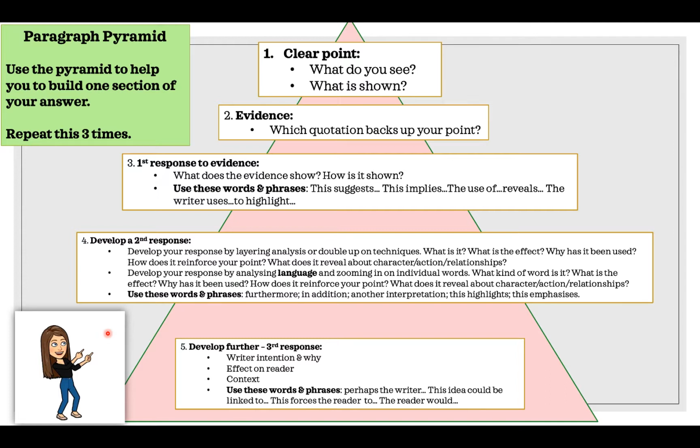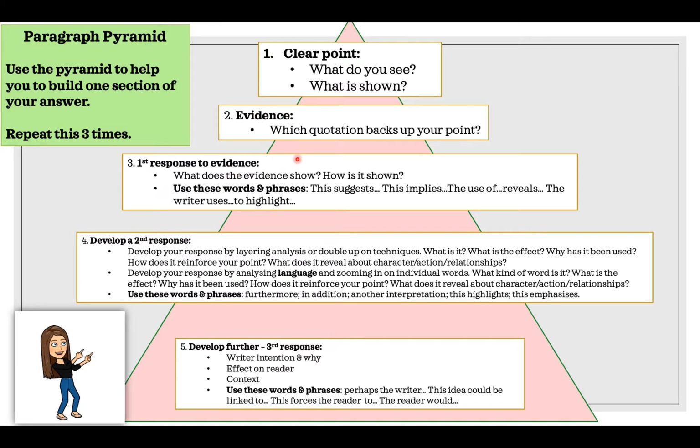In order to write your answer up into paragraphs or sections, I like to ask my students to follow a paragraph pyramid. It's just about building upon your ideas and trying to take them as far as you possibly can. So again, we start with a clear point, what you see. Then we move on to the evidence, so which quotation backs up your point. It can be very, very easy in an exam situation to completely forget the evidence. So just remember that this is the next building block that you do need.